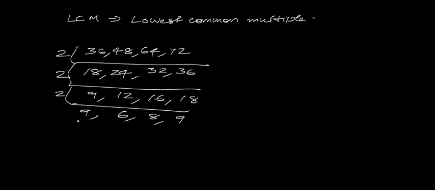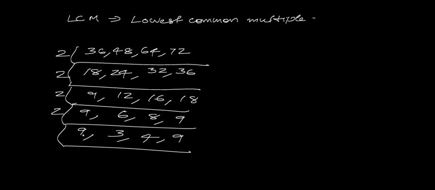And we can use 2 as the divisor because two numbers are divisible by 2. But 9 is not exactly divisible by 2. So as it is not exactly divisible, we write it down as it is. 6 divided by 2 is 3. And this is 4. This is 9 again.